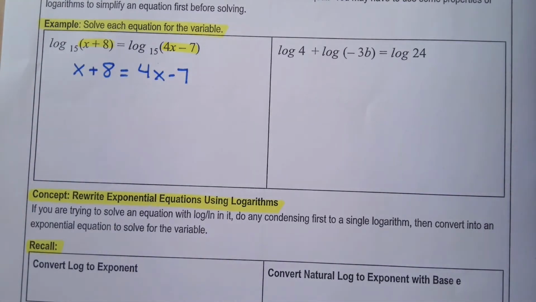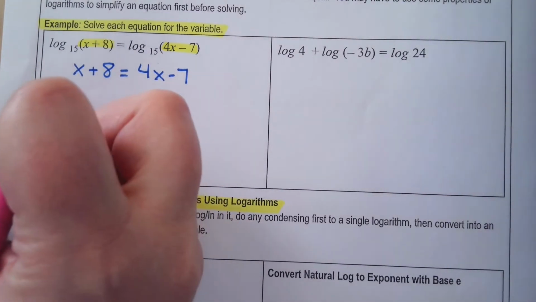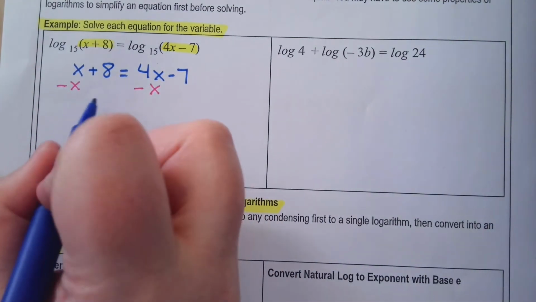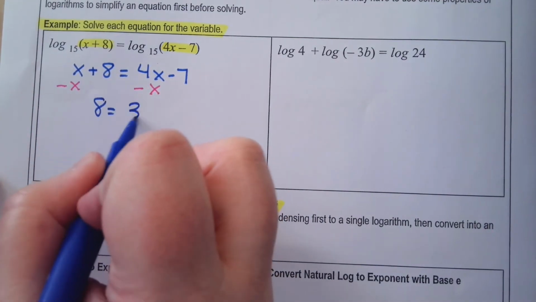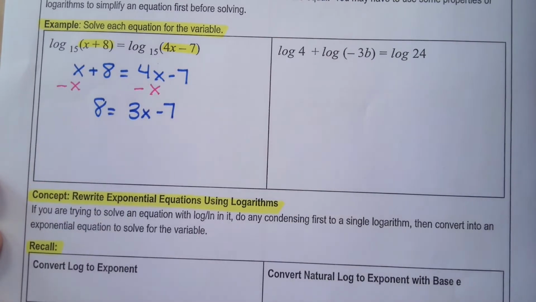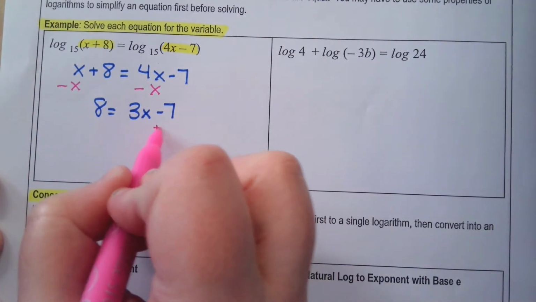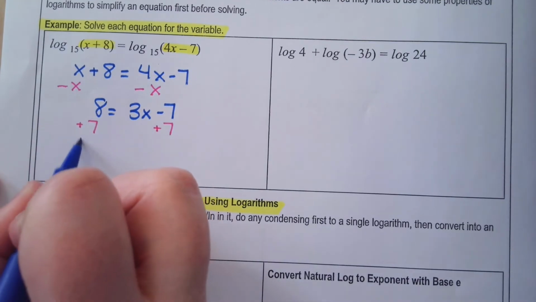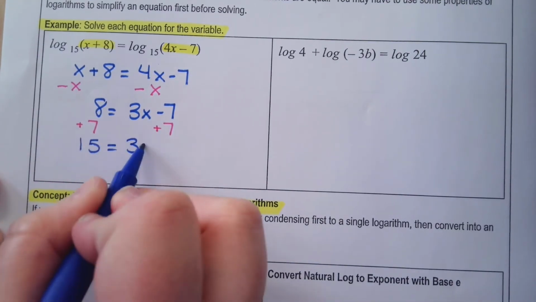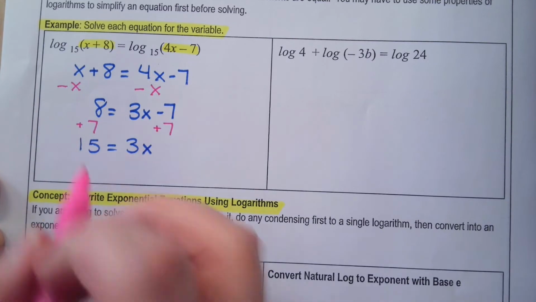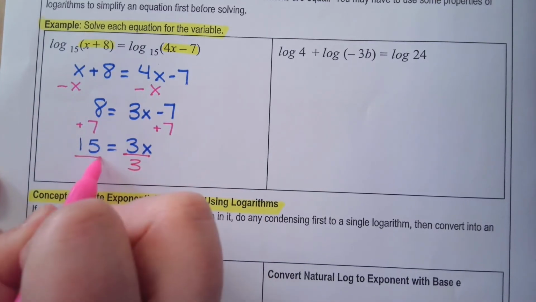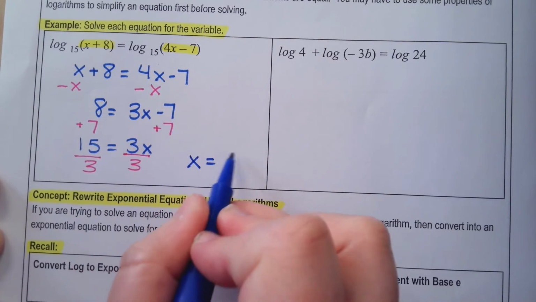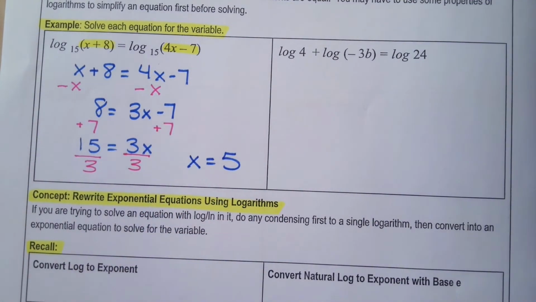Now all we have to do is solve for x. I'm going to subtract an x from both sides. So we have 8 is equal to 3x minus 7. Add 7 to both sides. 15 is equal to 3x. Divide by 3. And we get x is equal to 5.